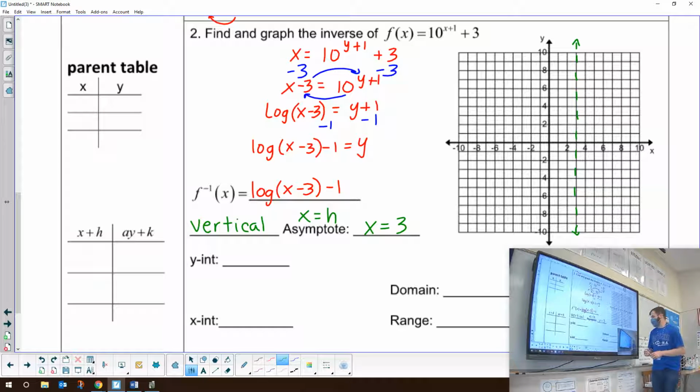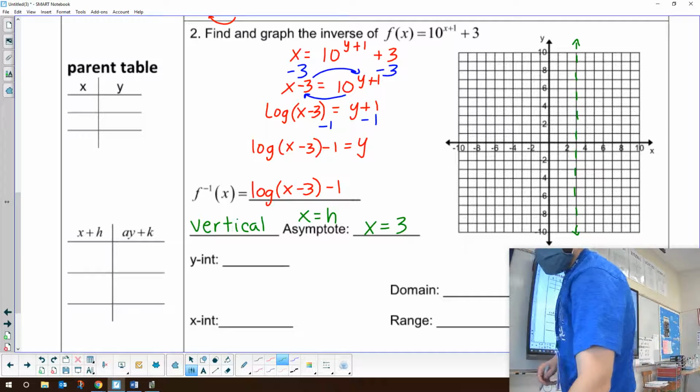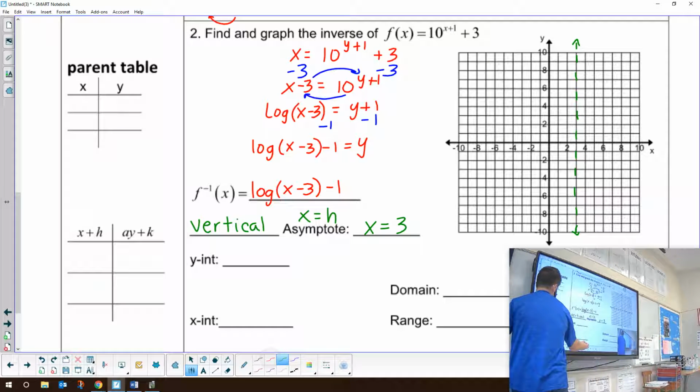So I know my graph is a logarithmic graph, and so it's going to hug this asymptote and jump out to the right. But we need to figure out where exactly it's going to make that turn. So we're going to use our parent table to figure that out. Your parent table for a logarithm looks like this. It's going to be 0, 1, and then whatever your base is. And in this case, my base is 10. And then we just have error, 0, and 1 here.